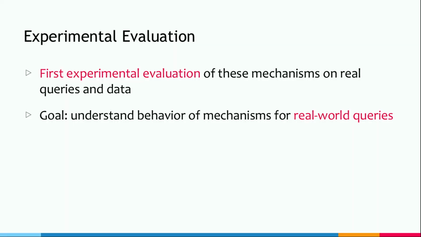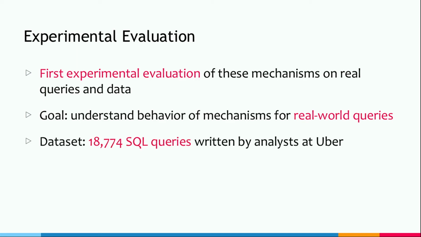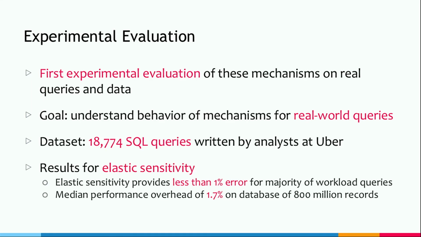So the next obvious thing for us to do as researchers is to run some experiments. We now have a system that will let us look at the differentially private answers to real-world queries. We did that, and this is actually the first experiment of this type because we have the first system that can run these differential privacy mechanisms on these queries. We looked at about 19,000 SQL queries that were written by analysts at Uber, and we asked things like: how good is the accuracy? How good is the utility of these results? How big is the noise compared to the answer? And are the answers accurate or not?